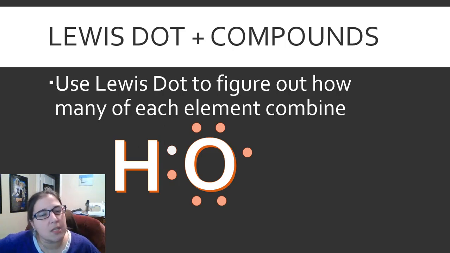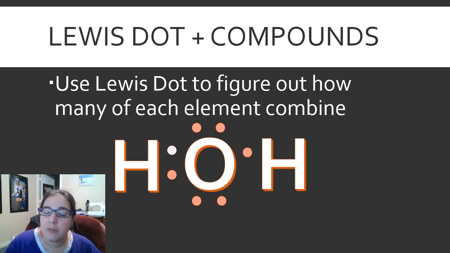Well, 7 isn't 8, is it? So is oxygen happy right now? Nope, it sure isn't. I need some other electron to add to my oxygen to make oxygen happy. So I need 1 more. I'm going to have another hydrogen with 1 more electron that they're going to share.